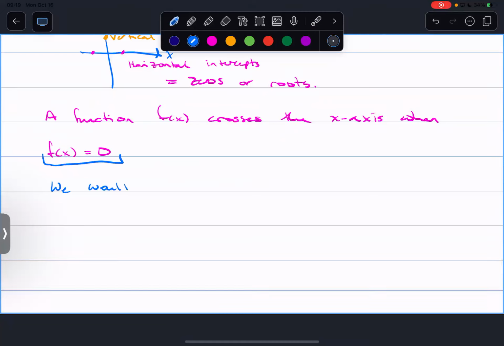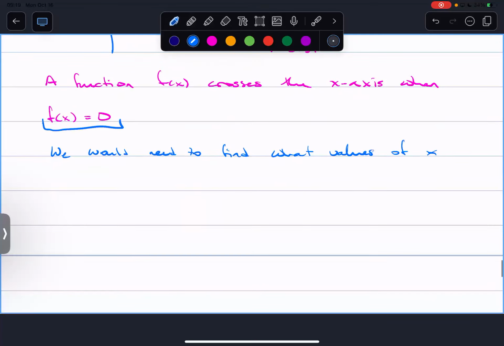We would need to find what values of x produce an output of 0.